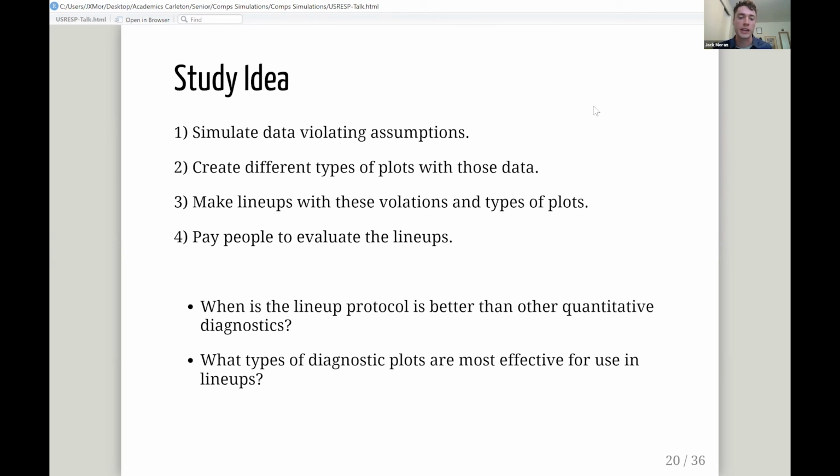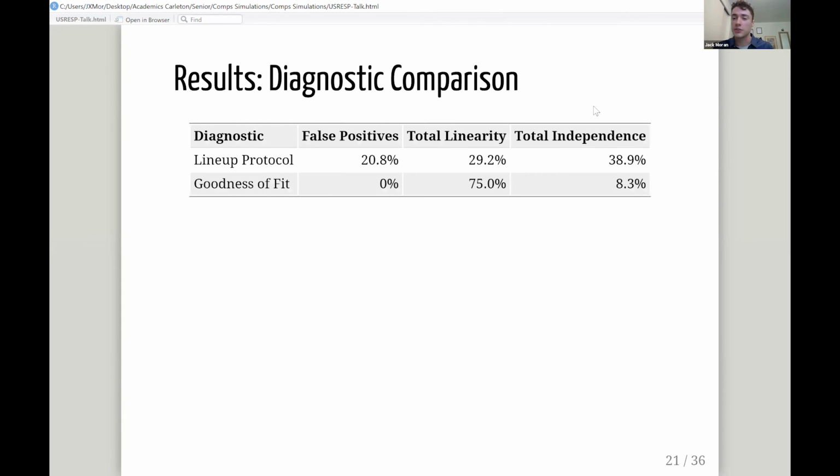And the questions we were trying to answer are, when is the lineup protocol better than other quantitative diagnostics, or diagnostics that also return a p-value, and what type of diagnostic plots are most effective for use in the lineup? And so, quick results. Comparison to other quantitative diagnostics: the goodness of fit is another diagnostic for general model fit. And so you can't use exactly what we think of when we say goodness of fit, but this is a slight alteration on a classic goodness of fit.